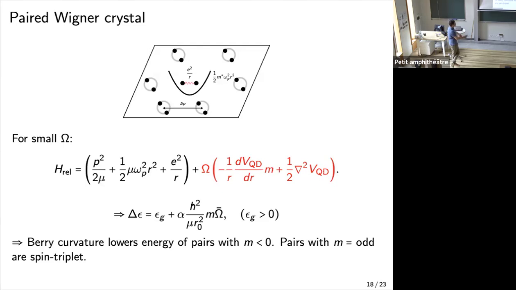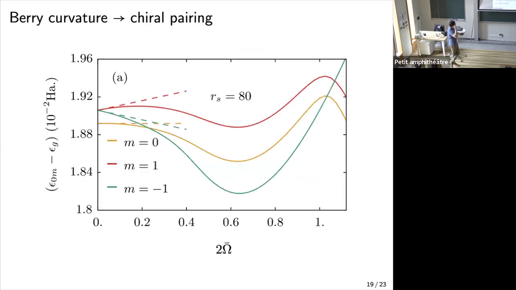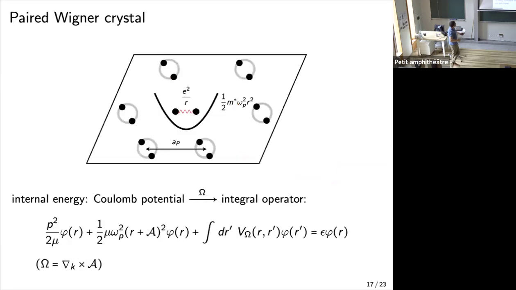Let me remind you that by the Pauli principle, pairs with odd values of the orbital angular momentum will be spin triplet in order to maintain the anti-symmetry of the 2-electron wave function. So we can already suspect that if the Berry curvature is big enough, it can bring down states with non-zero pair angular momentum. And so what we've done is just diagonalize this full monster here.